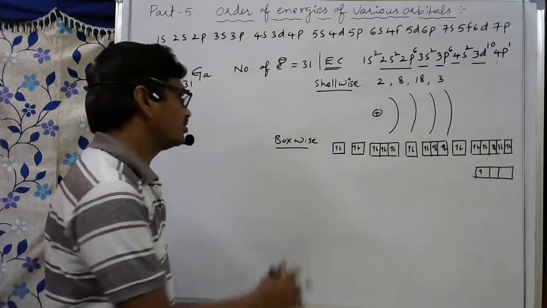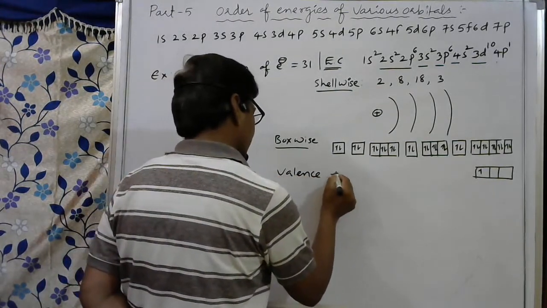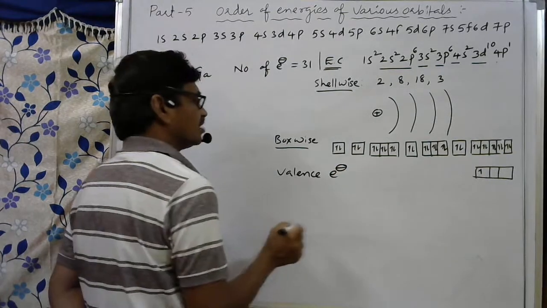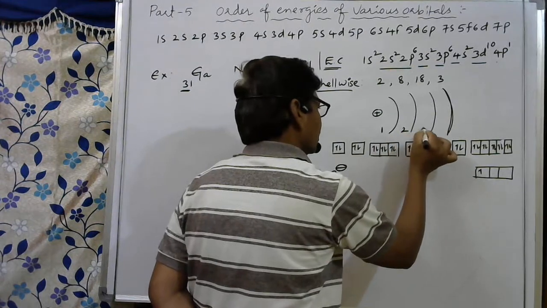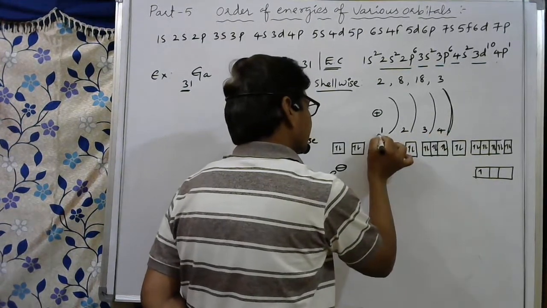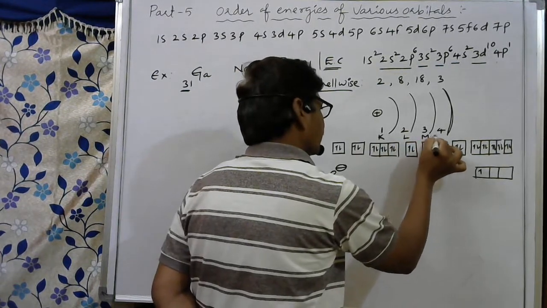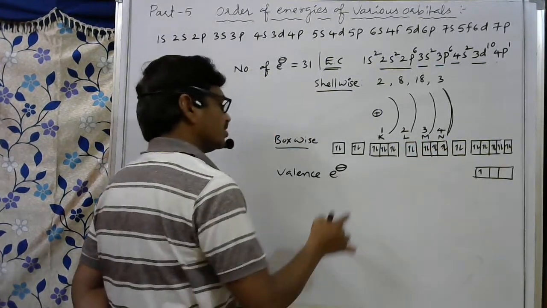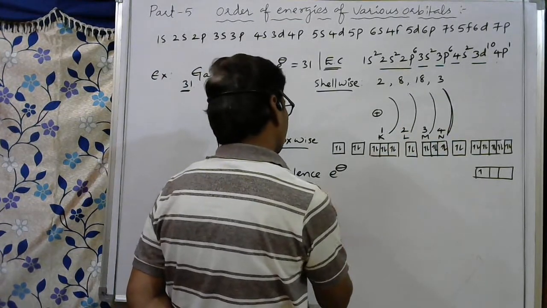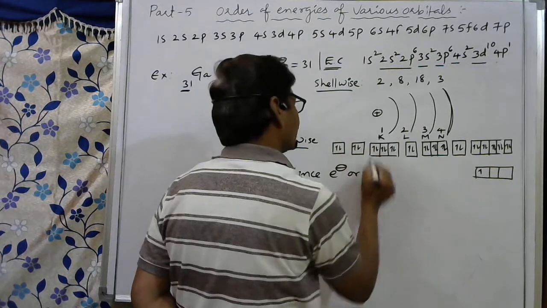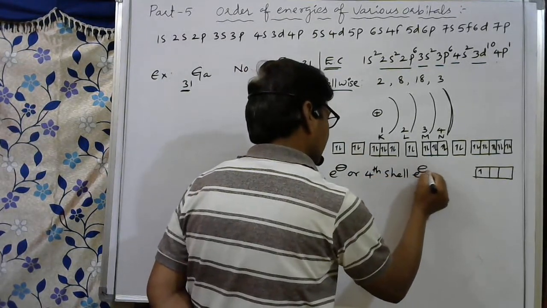So here my question is, how many valence electrons are present? Valence shell means which one? The last shell is the fourth shell. First shell, second shell, third shell, fourth shell. The first shell is otherwise called the K shell, second shell L, M, N. So the last shell is which shell? The fourth shell. So those last shell electrons are valence electrons, or we can write for this configuration particularly, fourth shell electrons are equal to 3.